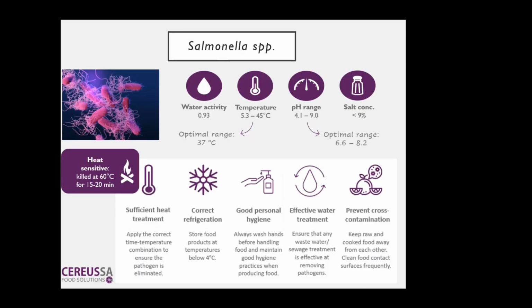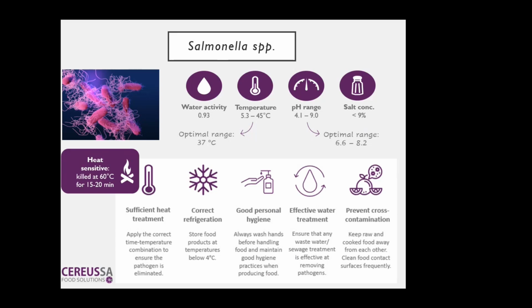Another pathogen that we need to look at is called Salmonella. You'll see that it also has a quite high water activity. It has a temperature range between 5.3 and 45, but grows optimally at body temperature, 37 degrees Celsius. It also has a pH range of 4.1 to 9, but it grows optimally between 6.6 and 8.2. So that's a fairly neutral pH range. It can grow in salt concentrations of less than 9%.